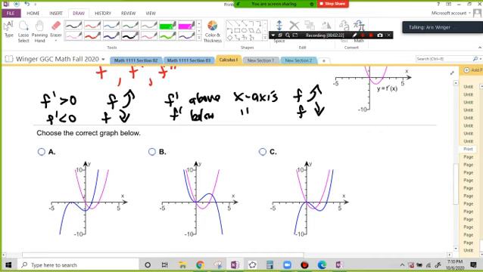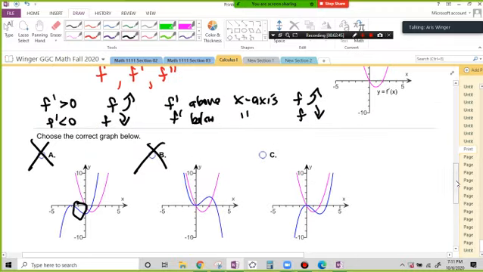Above f, this is again f prime. It's above the x-axis, so the blue graph better be going up the whole time. What is this doing? Again, the pink graph is above the x-axis. That means the blue graph should be going up. Are there other choices other than C? No, that's it. Let's check everything else.